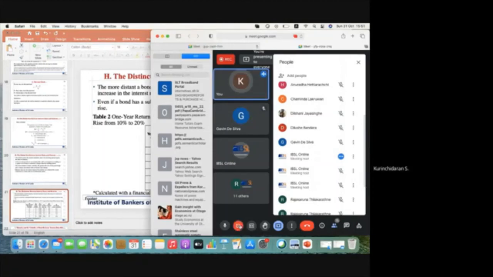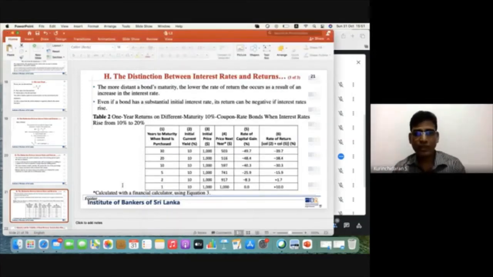Look at this example. The distinction between interest rate and returns, table 2 examples: one year return on deferred maturity. The bond is a 10% coupon rate bond. Now we are going to see what happens when the interest rate rises from 10% to 20%.